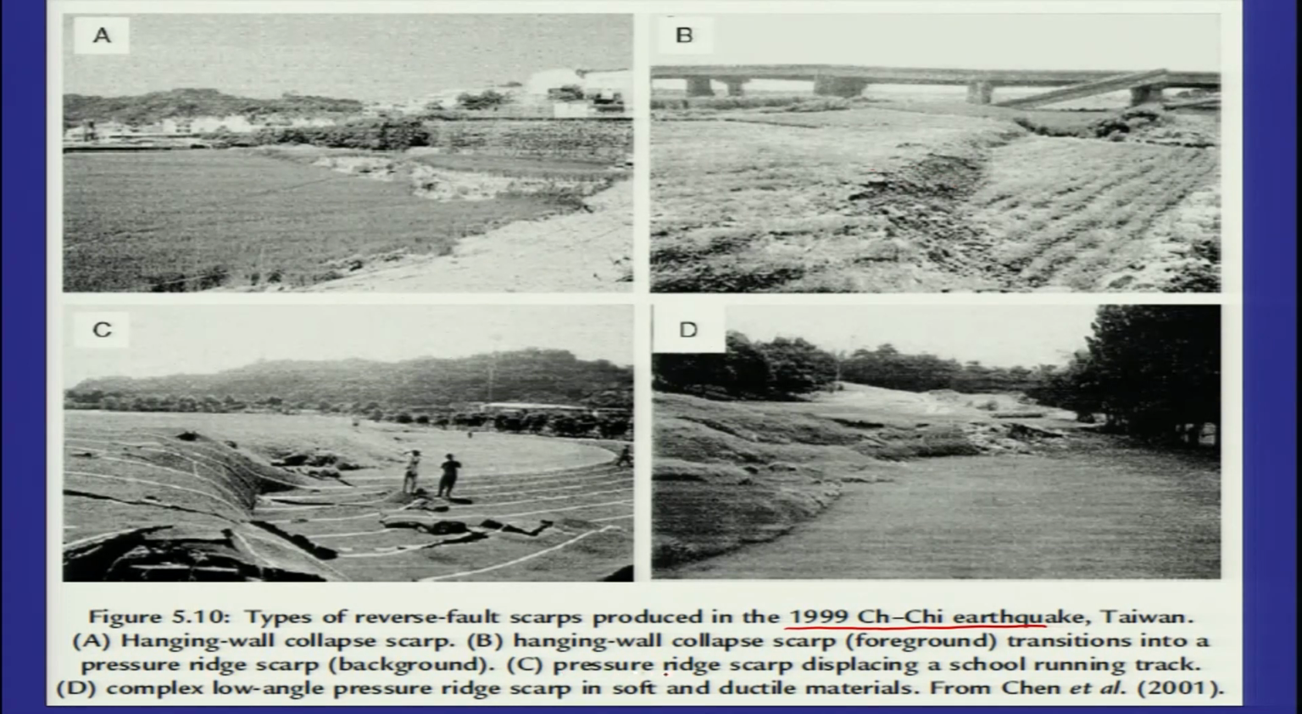Then you have the pressure ridge, a typical pressure ridge scarp displacing a smooth school running track, and then we have a complex, low angle pressure ridge scarp in soft and ductile material. So, these are a few examples which show that the pattern of deformation changes along the strike within the same environment and along the same fault in a single event.